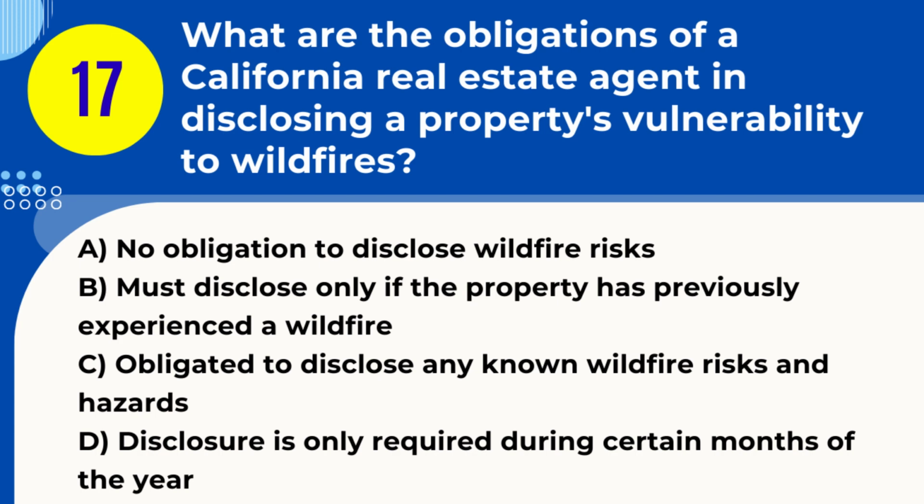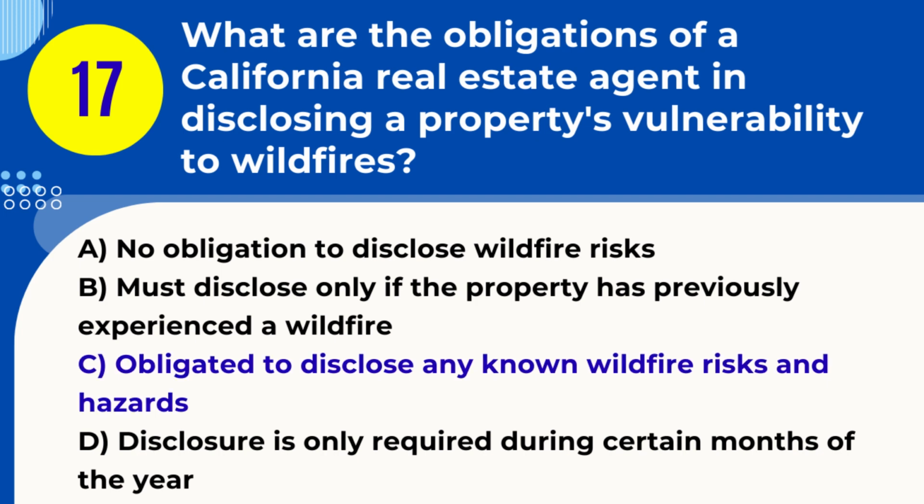Question 17. What are the obligations of a California real estate agent in disclosing a property's vulnerability to wildfires? A. No obligation to disclose wildfire risks. B. Must disclose only if the property has previously experienced a wildfire. C. Obligated to disclose any known wildfire risks and hazards. D. Disclosure is only required during certain months of the year.